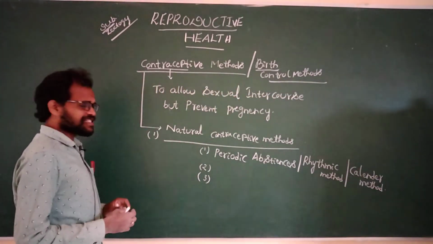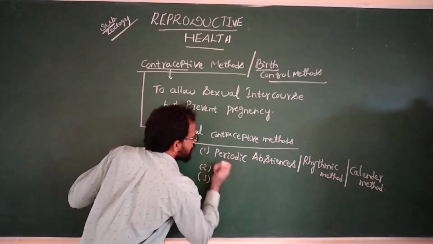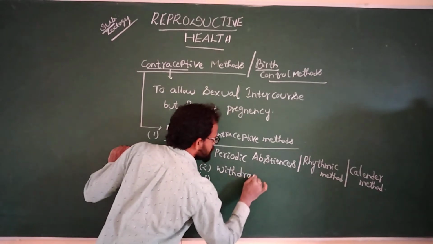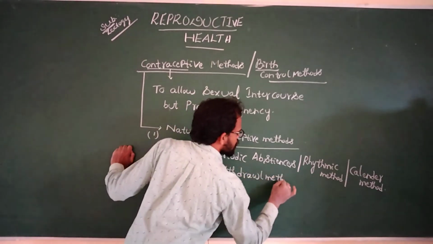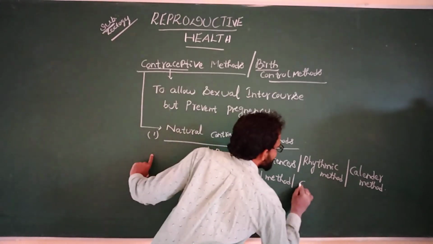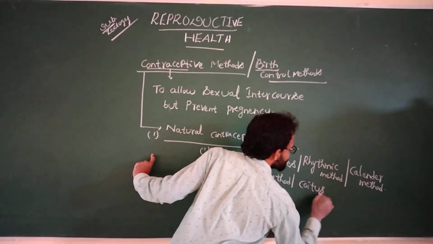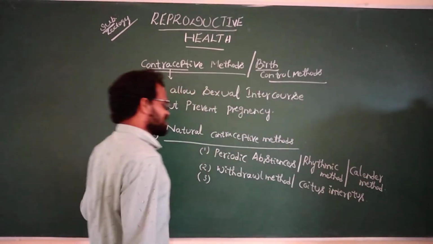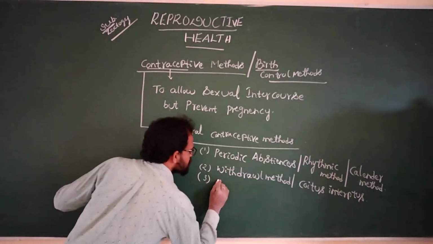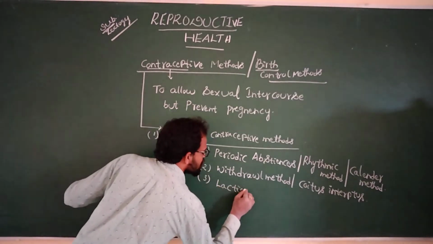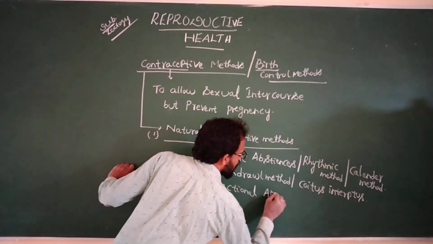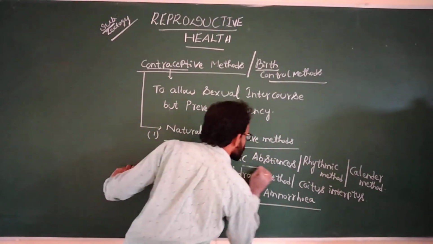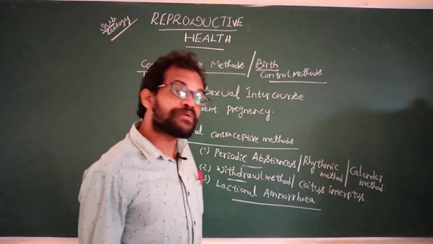The second natural contraceptive method is known as the withdrawal method, also known as coitus interruptus. The third method is known as lactational amenorrhea. These are the natural methods to prevent pregnancy.